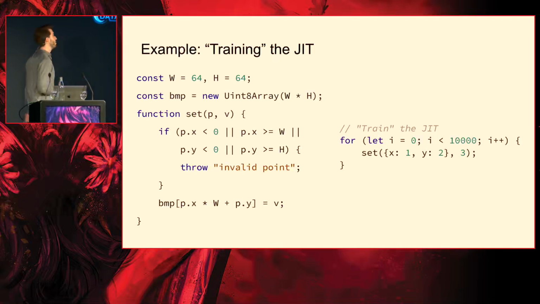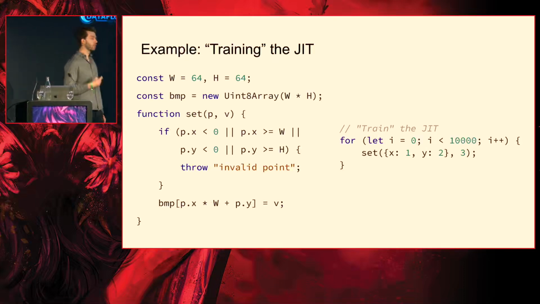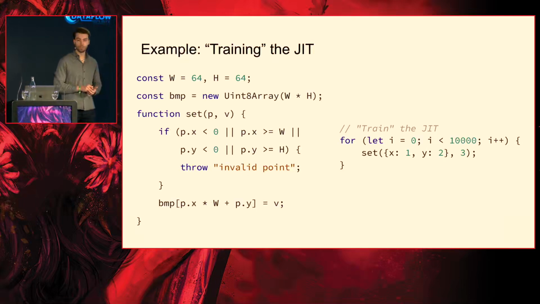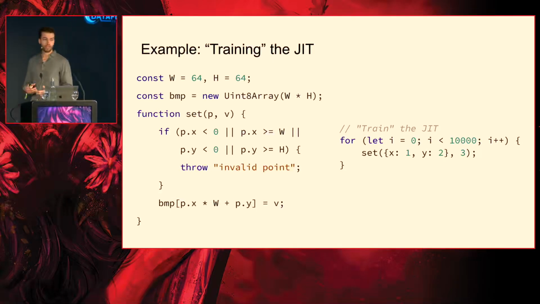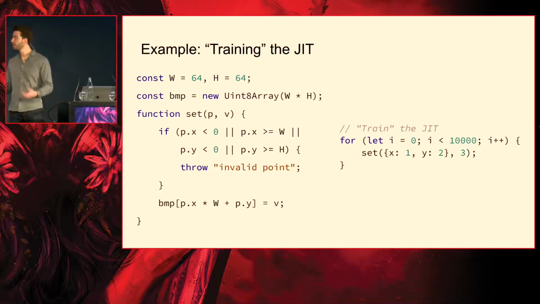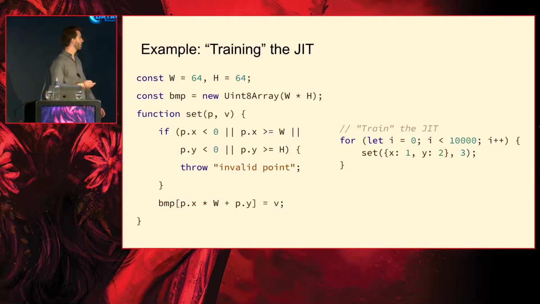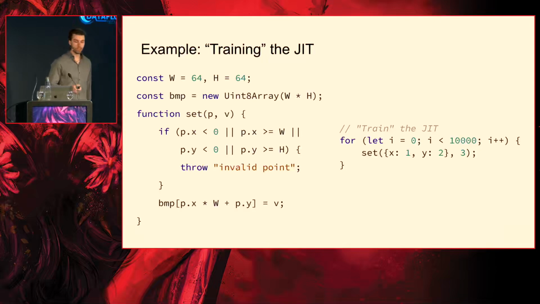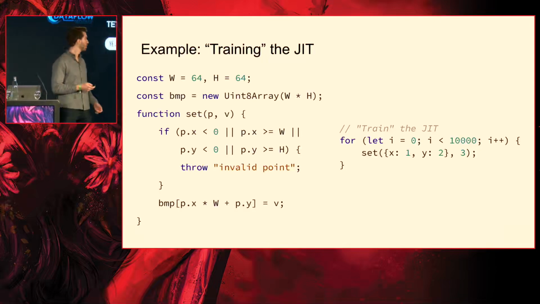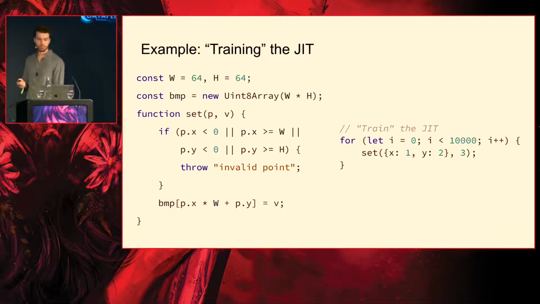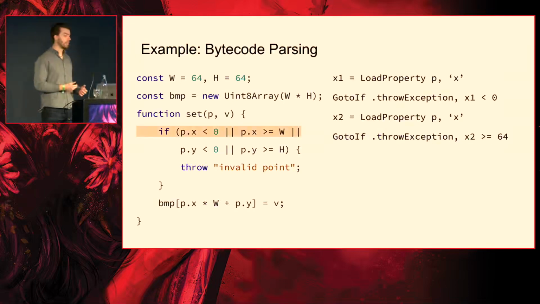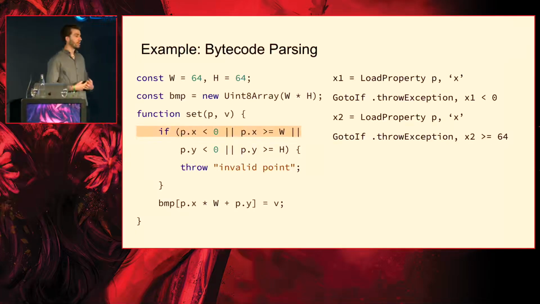So what has to happen first is the code has to run a couple of times in the interpreter. While it runs there, the engine gathers type feedback. It remembers, okay, this function has been called with this type before, and only this type. Sometimes this is called training, so we need some kind of for loop that just calls this. And now we can start with some JITting.